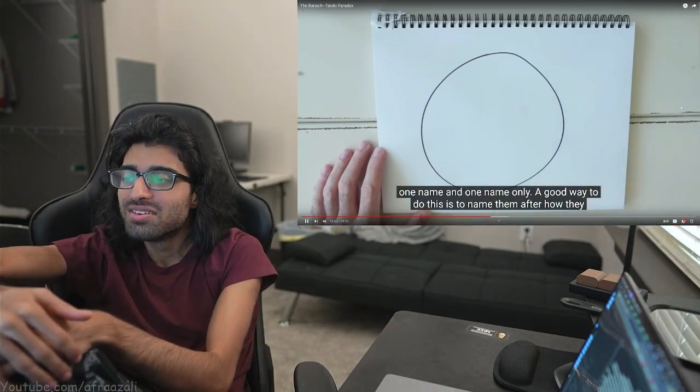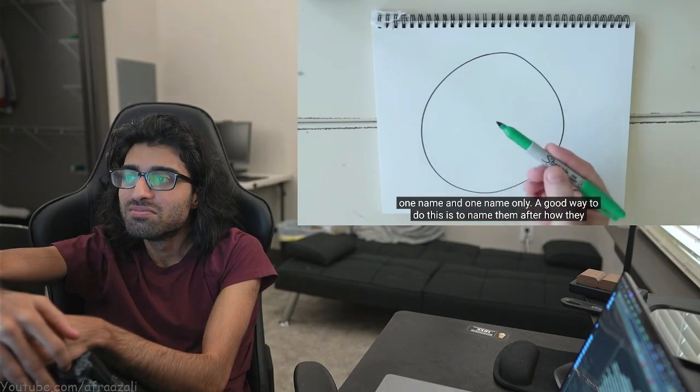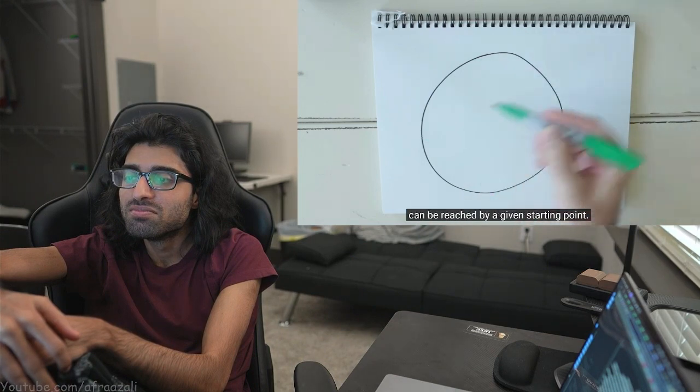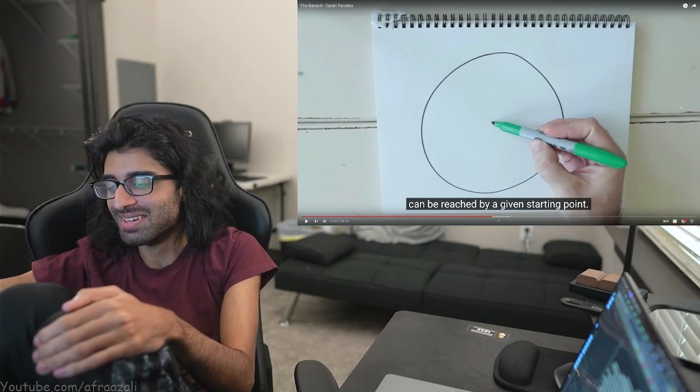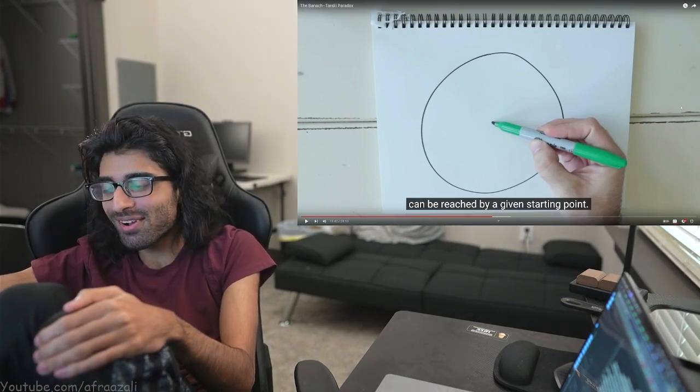One name and one name only. A good way to do this is to name them after how they can be reached by a given star. Yeah, one name and one name only. Come on, man. This is what you were describing earlier. This is not countable infinity.